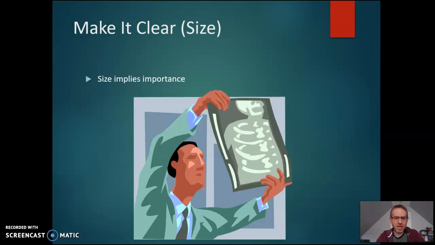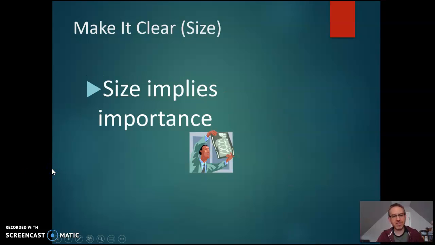Okay. Think about the size of what you're including out there. If something is really big, that implies that you want people to look there. In this case, the picture seems more important than the text. On the other hand, you might have something like this where the text is more important than the picture. This is just to think about it. But I see people do this all the time.